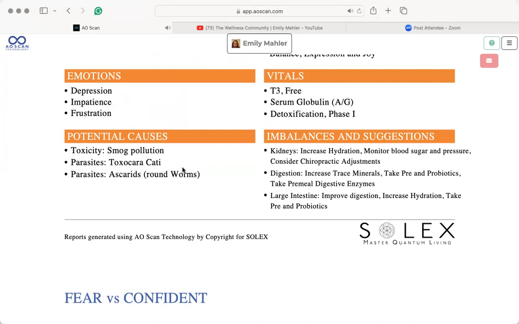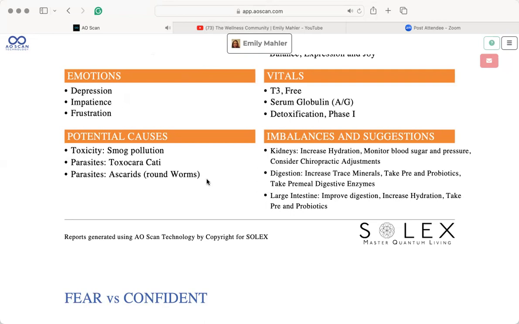Parasites come up on everybody's report, typically. Everybody has parasites. Parasites are literally everywhere around us. Don't get hung up on the type of parasite. Just observe that there are parasites and do things that support your body in ridding parasites. There's lots of foods and herbs that you can take. You don't have to dive into a parasitic detox.